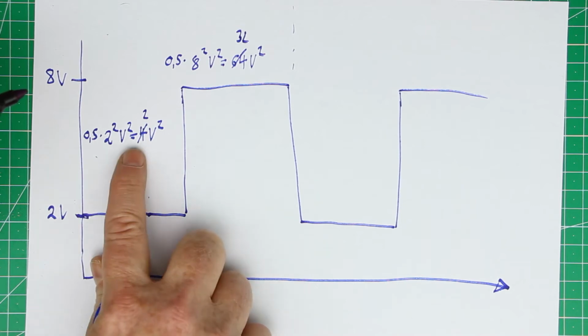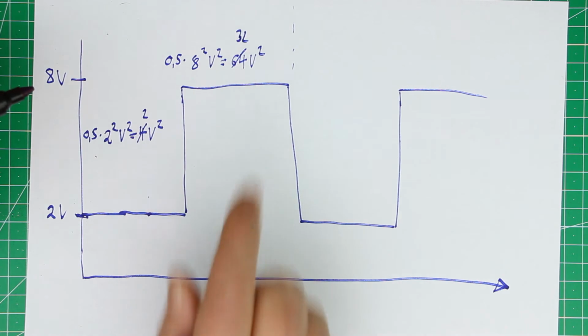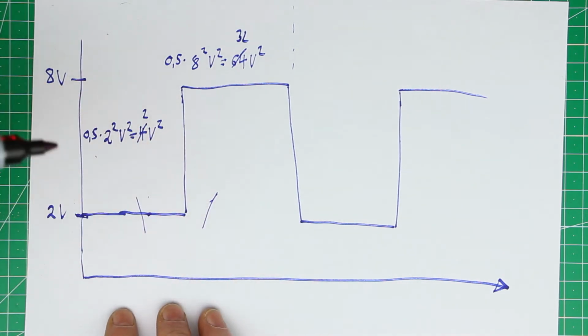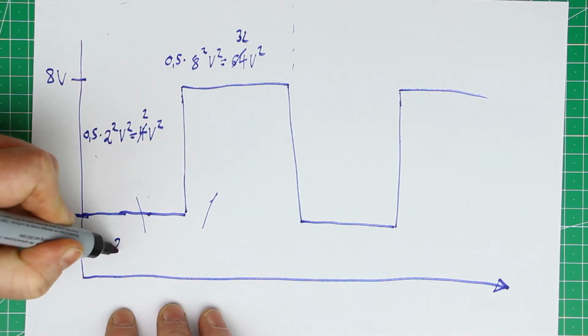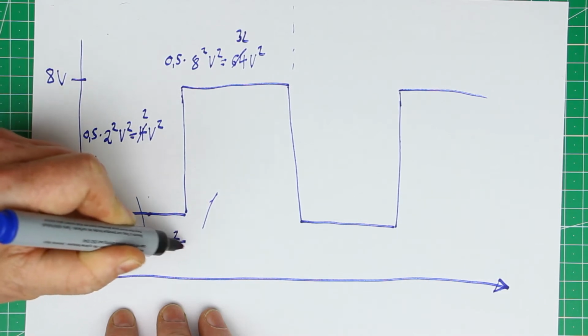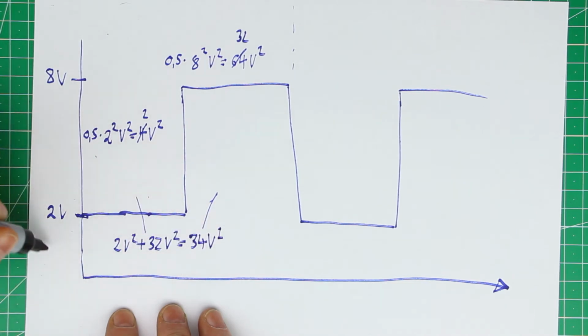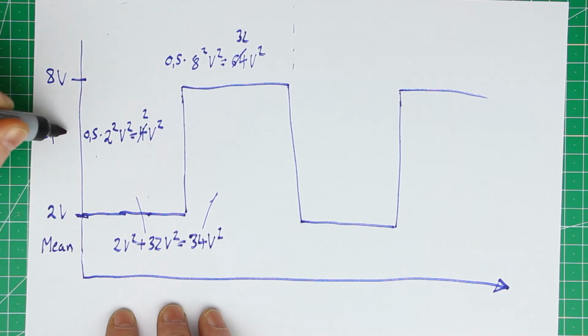We have half of the time 2 volts squared and the other half of the time 32 volts squared. Now we sum it up again. This gives us 2 volts squared plus 32 volts squared, which gives us 34 volts squared. This is the mean. These were the squared values.